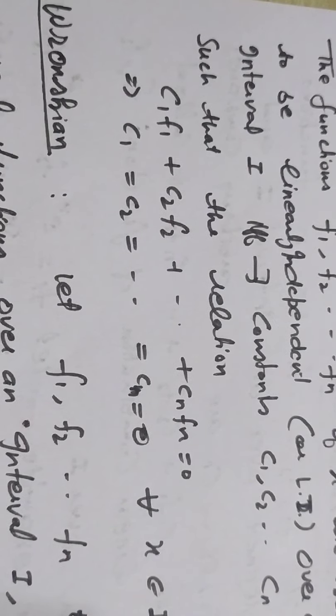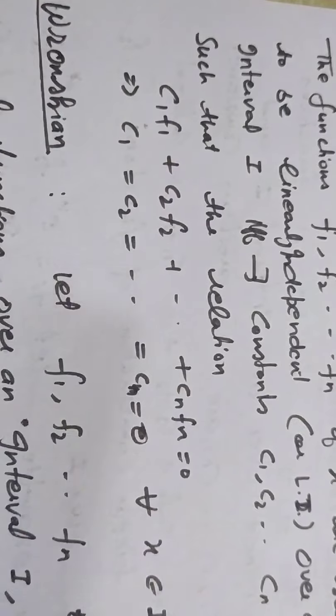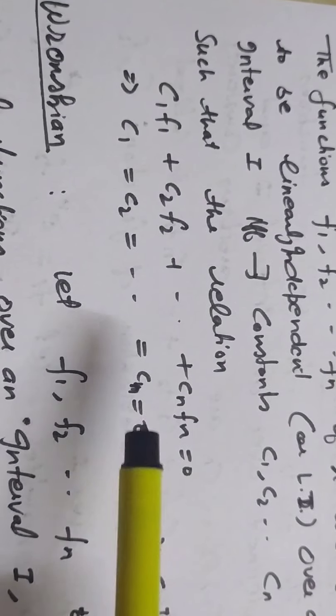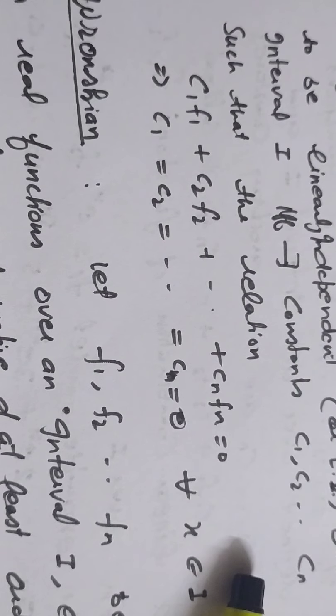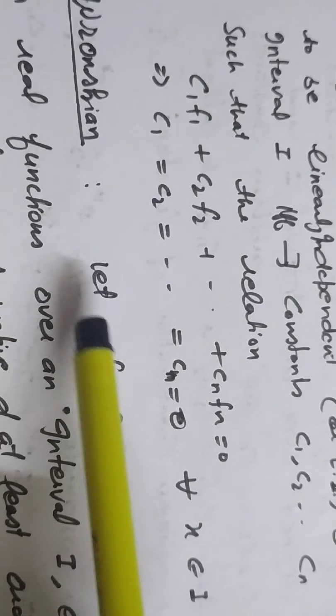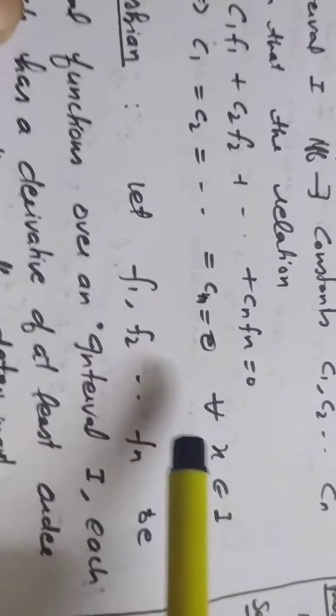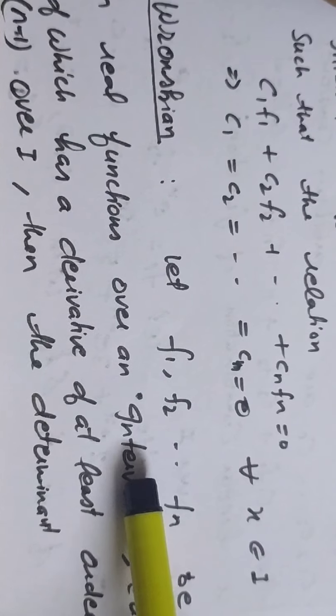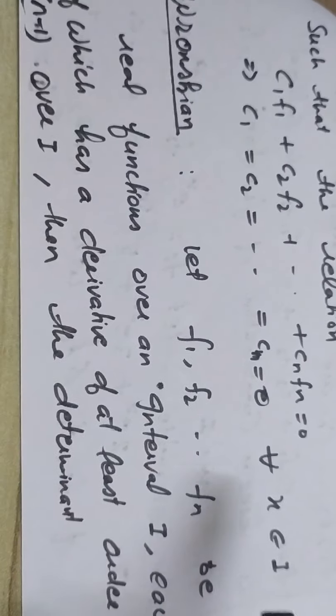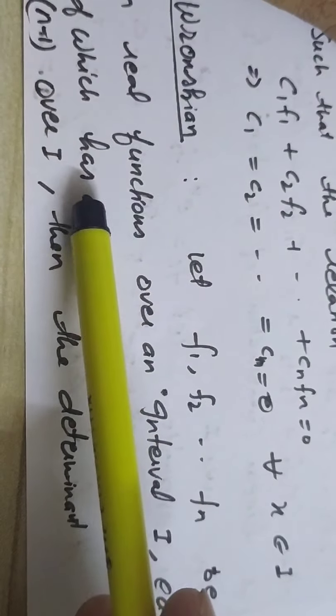The third topic is the Wronskian. What do you mean by the Wronskian? Let f1, f2, so on fn be n real valued functions over an interval I, each of which has a derivative of at least order n minus 1 over I. Then look at this determinant.